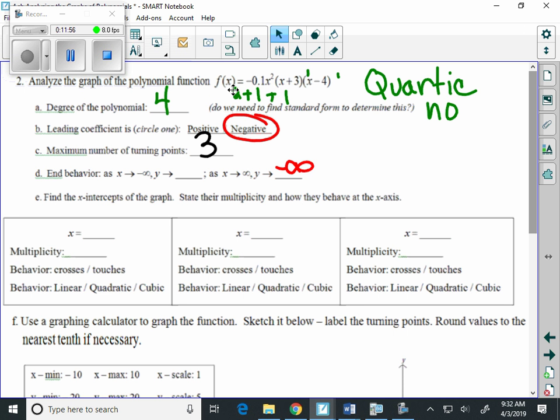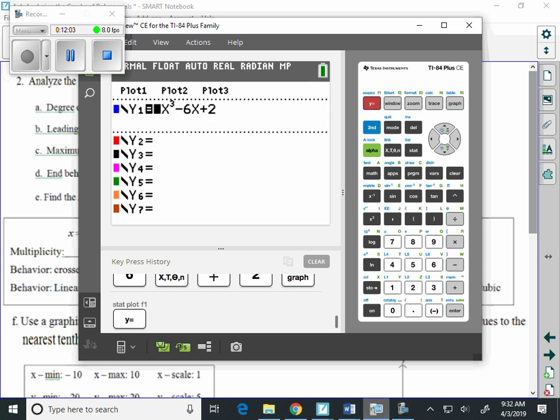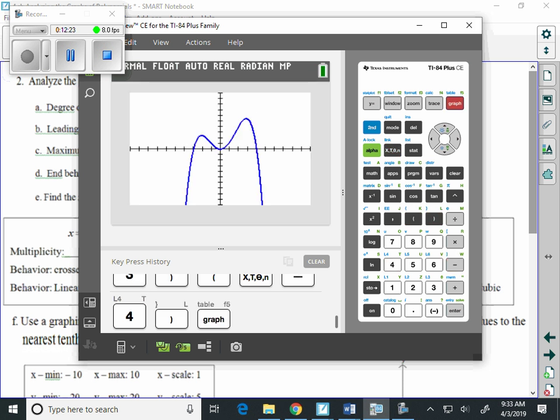And to help with the end behavior, eventually we're going to have to draw our picture anyway. So let's pull out our calculator and get the first start of our picture drawn, by typing in this function: negative 0.1 x squared times x plus 3 times x minus 4. And here's a picture. I know I have a window over there, but I don't even think that we need to change the window. We can see everything that we need to see here.